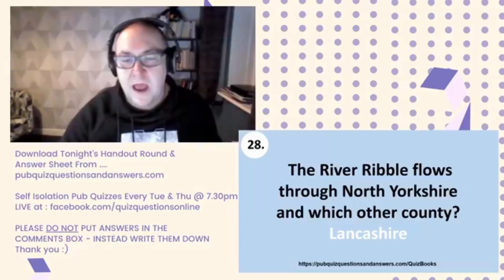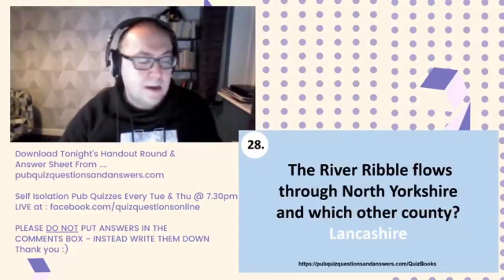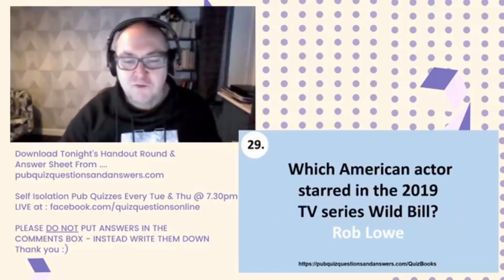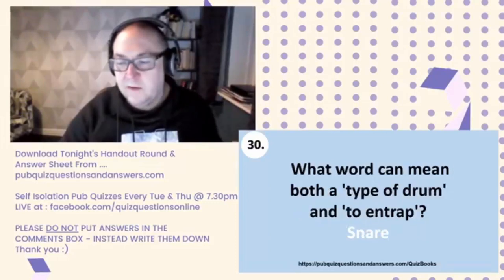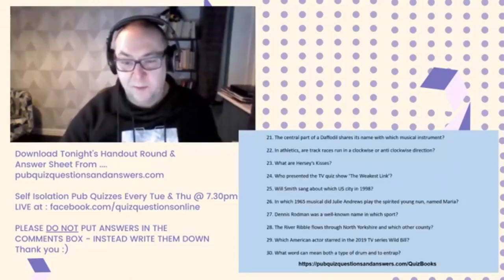28, Lancashire. The River Ribble flows through North Yorkshire and Lancashire. 29, Rob Lowe, the American actor of Wild Bill. And number 30 was snare. Okay, so 1 point each for that round. Just add those up where you are at the moment.